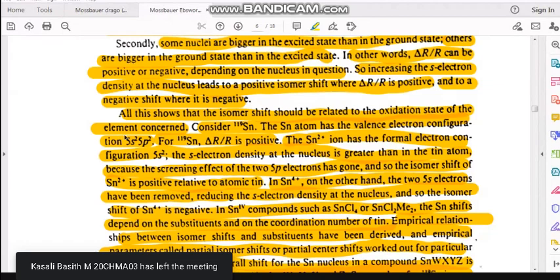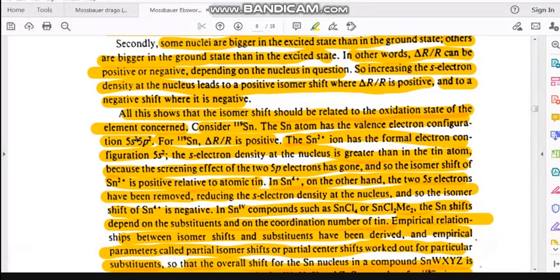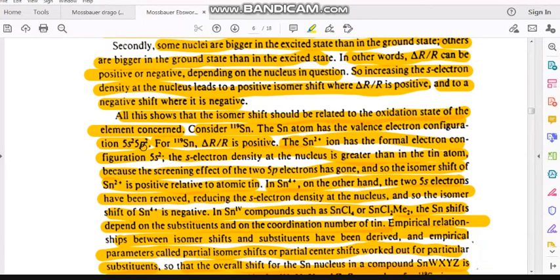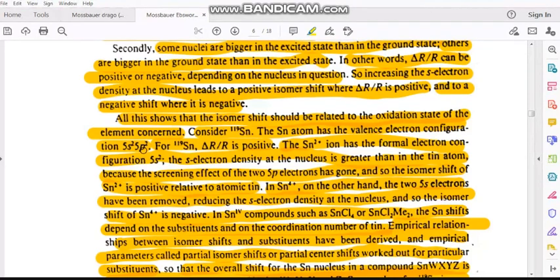So simple tin has the electronic configuration 5s2 5p2. For tin 2 plus, it has the electronic configuration 5s2. So what is the difference between tin 2 plus and tin? The screening effect of the 5p orbital is gone in tin 2 plus. So basically the s electron density at the nucleus is higher than in the tin atom for tin 2 plus.